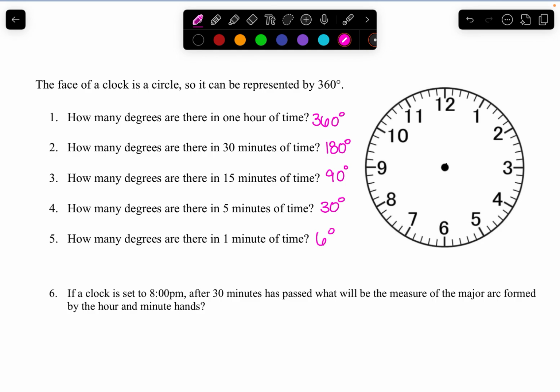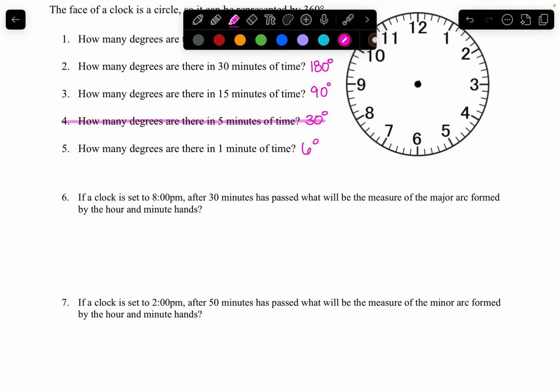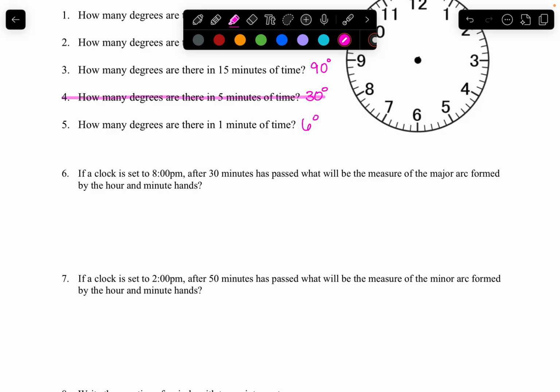Okay, the one that is the most important for us in what we're doing right now is the degrees in 5 minutes of time. Okay, so we're going to use that information that we just learned about here, and we're going to draw our clock. It says if a clock is set to 8 p.m., after 30 minutes has passed, what will be the measure of the major arc formed by the hour and the minute hand?